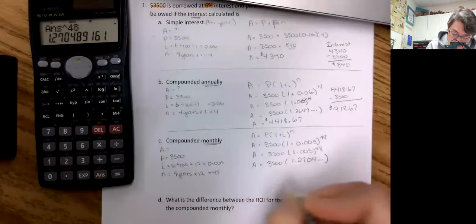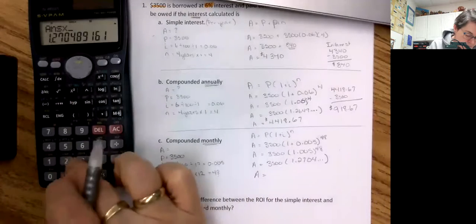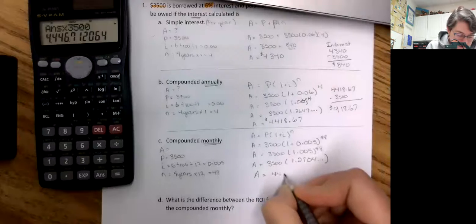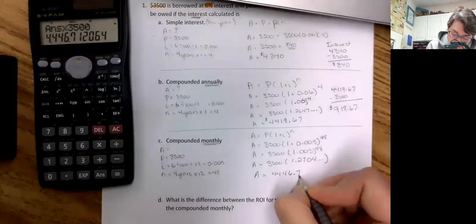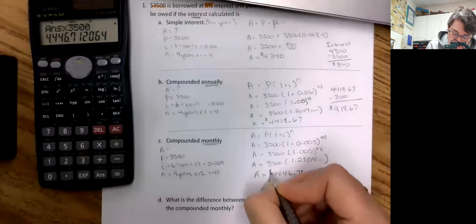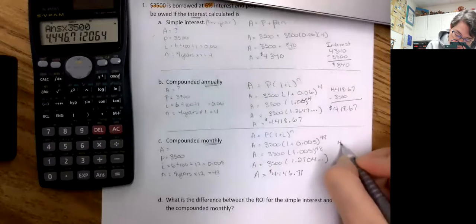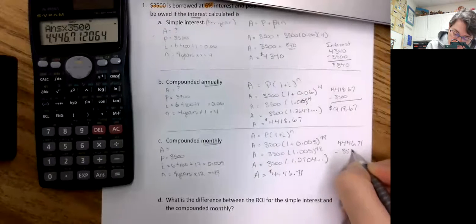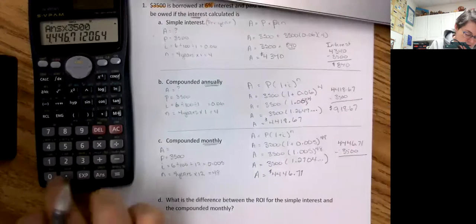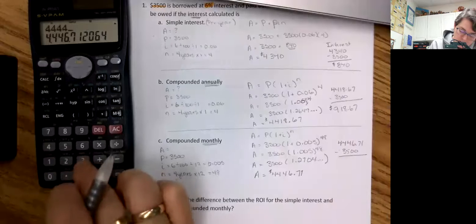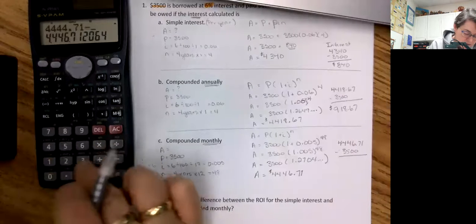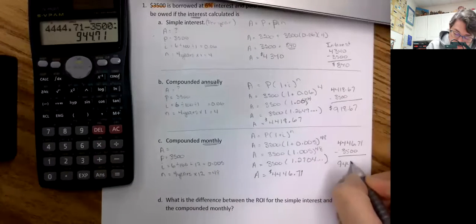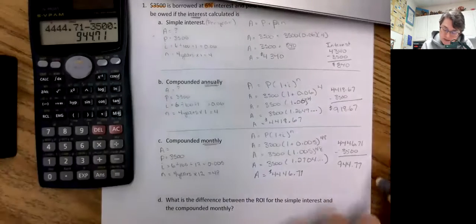1.2704 times 3,500. So 4446.71. So I'm going to do my interest right away. 4446.71 minus 3,500.